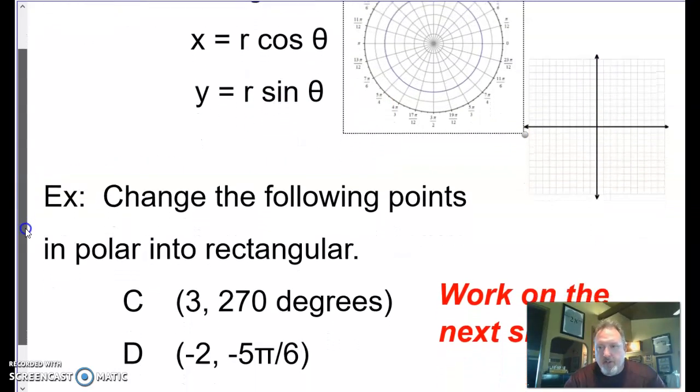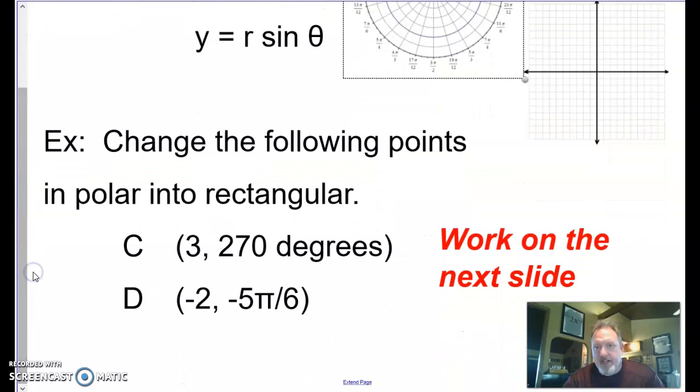We're going to do two examples of that, and you'll see that on the next slide. One is in degrees, one's in radians. That's okay, we still do it the same way. The only difference is you have to make sure your calculator is in the right mode. The work is on the next slide, but we're going to change 3, 270 degrees and -2, -5 pi over 6 from polar coordinates to rectangular.